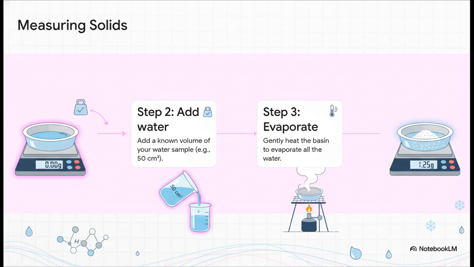First, you weigh a clean and, really importantly, dry evaporating basin. That gives you your starting mass. Then you add a specific amount of your water, say 50 cubic centimeters. You then heat it gently, and gently is the key word because you don't want it spitting and losing any of the solids. Once all the water's gone, you let it cool down completely, and then you weigh it again. The difference in mass has to be the solids that were left behind.